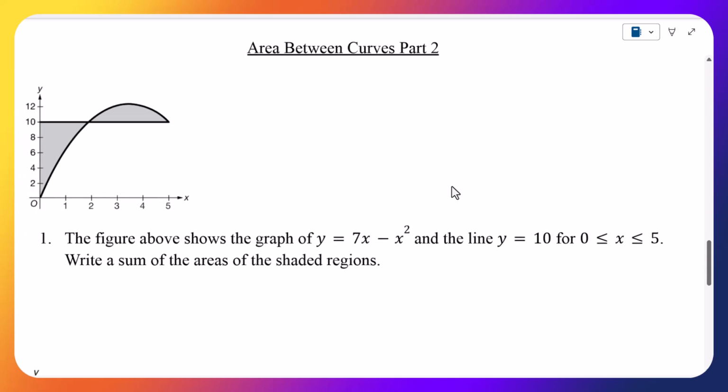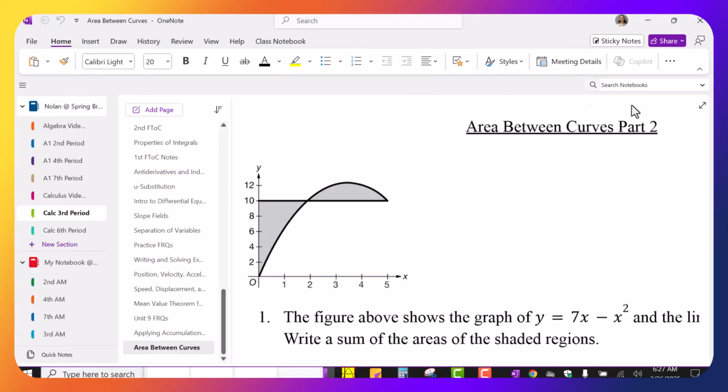Okay, so this is our second part for areas between curves. Let me actually make sure I'm on the right page. Yeah, I am, okay.